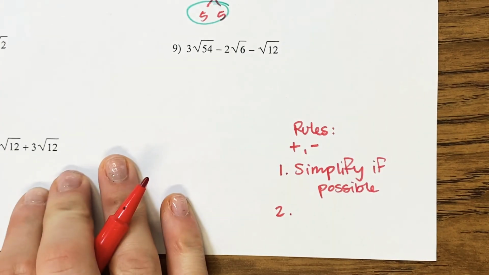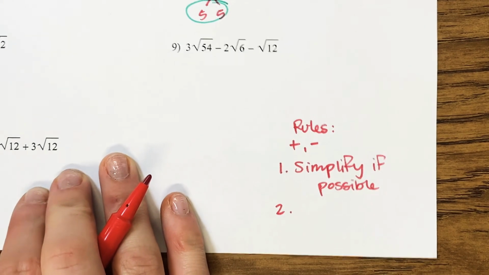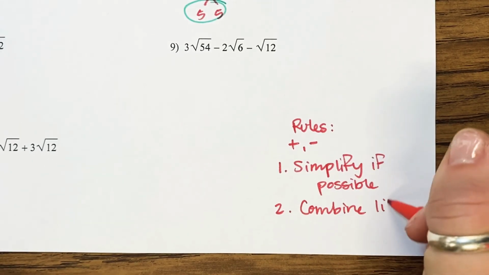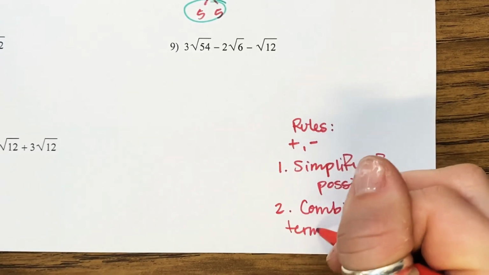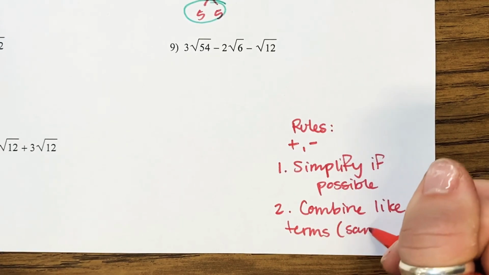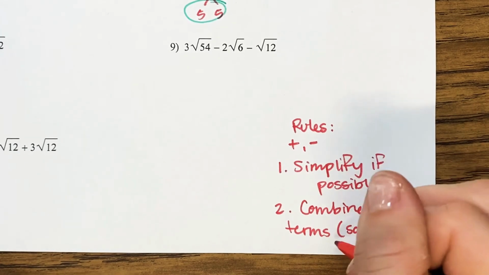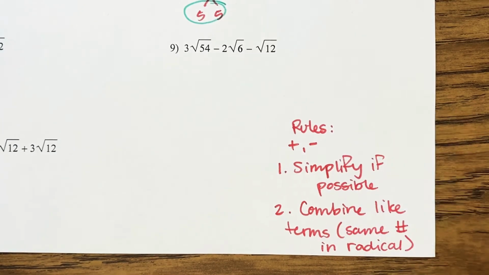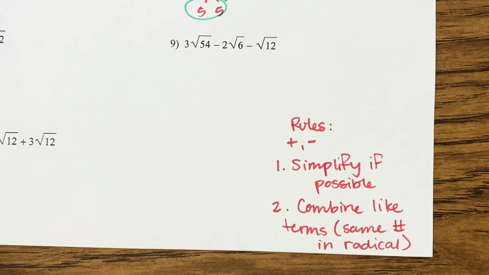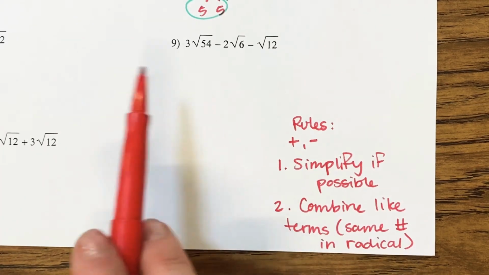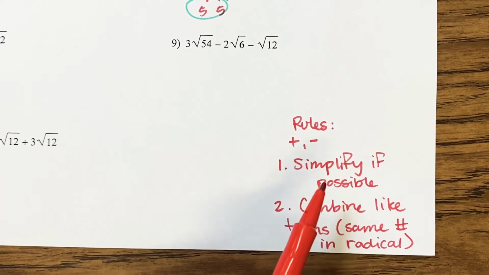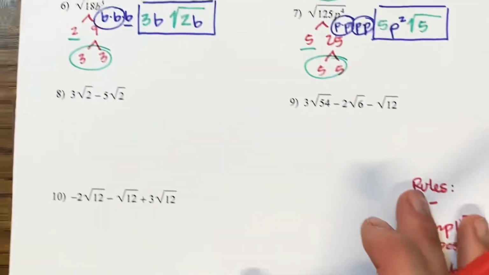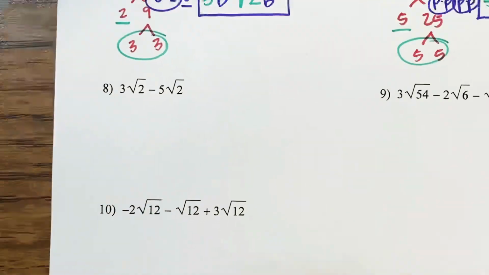Okay, our second rule is then to combine like terms. Meaning they have the same number inside the radical. Okay, so those are our rules for adding and subtracting radicals. Okay, as long as we follow these guys, we'll be totally fine. Okay, so let's do number 8. Okay, let's follow these rules for number 8.